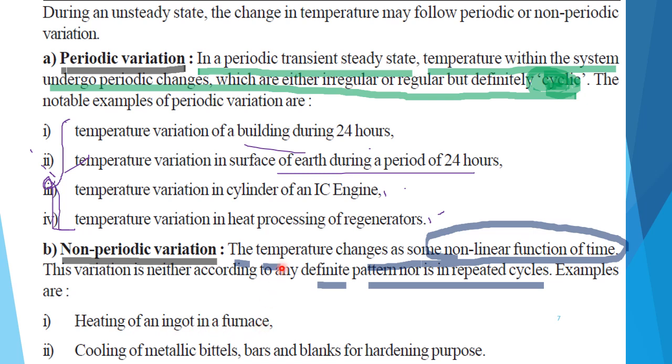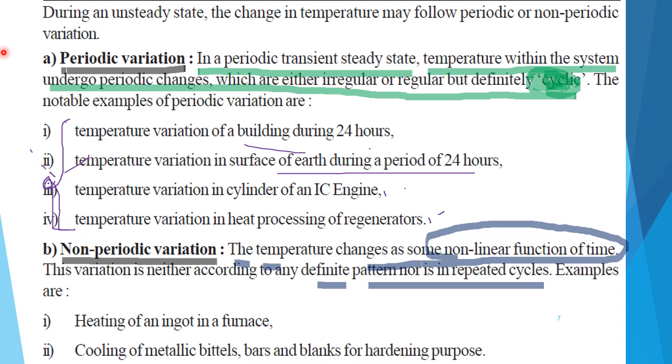Say the furnace is at 1000 degrees Celsius, and all of a sudden you put in a metallic rod which is at 30 degrees Celsius. All of a sudden a drastic rise in temperature is observed in the metallic billet. It may be that the furnace is at 200 degrees Celsius, the metallic rod is at 30 degrees Celsius, and you put it in the furnace.